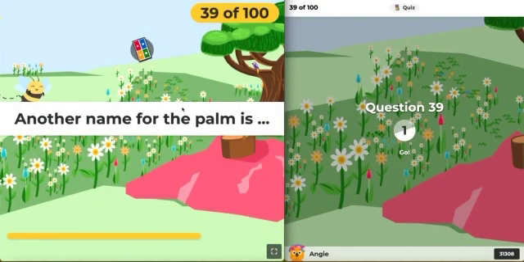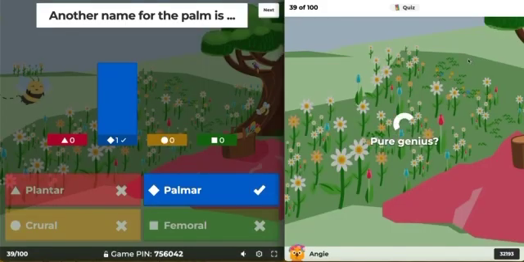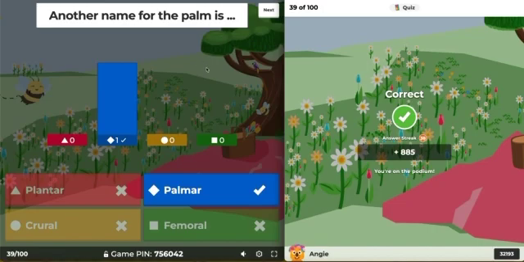Another name for the palm is palmar. This one's super simple. I didn't have to come up with an association. It's very common sense. Palmar and palm.